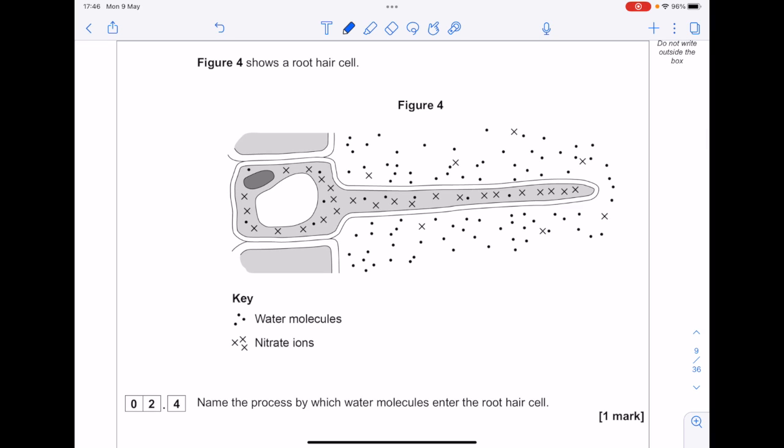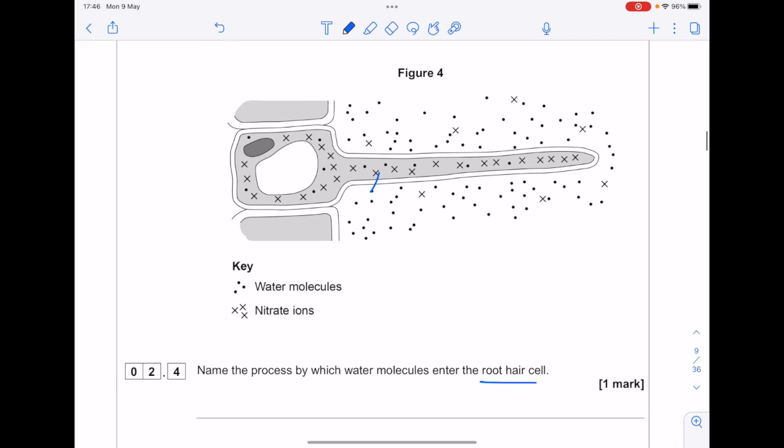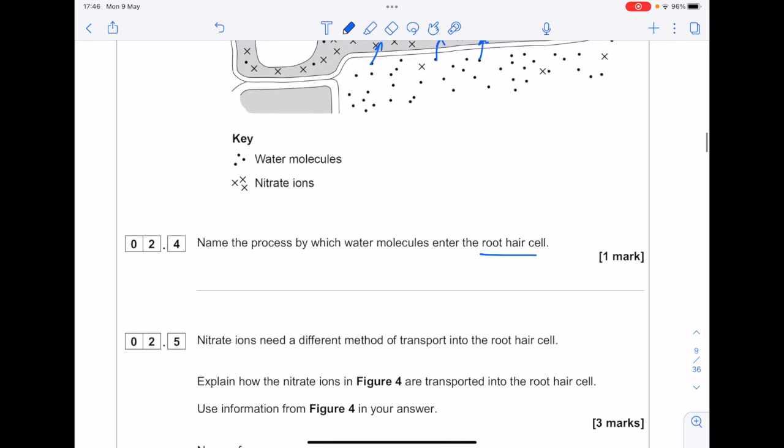Figure 4 shows a root hair cell. Name the process by which water molecules enter the root hair cell. We can see these water molecules here. They're moving from an area of high concentration outside of the root hair cell to a low concentration inside. It's water. It's osmosis as opposed to diffusion.